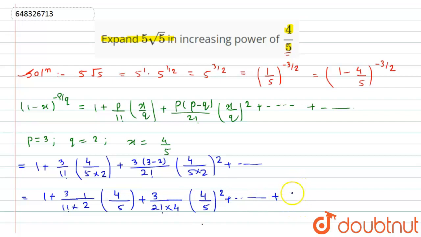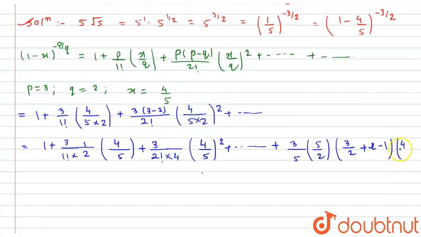Now what will be the last term here? The last term will be 3/5 times 5/2, and in the bracket 3/2 plus r minus 1, times (4/5) raised to r divided by r factorial, and this is our final answer. You can see here, this is expanded in the increasing power of 4/5. So this is the required solution for this particular question.